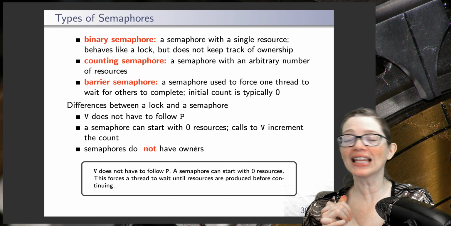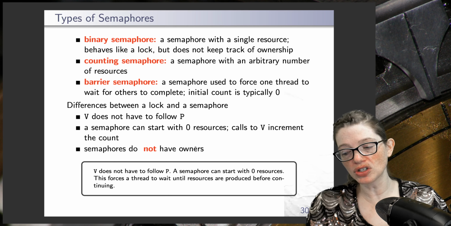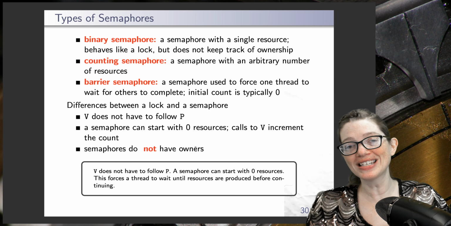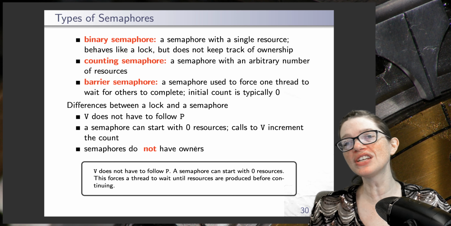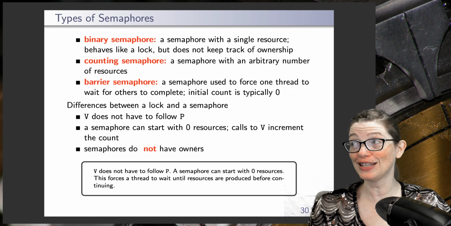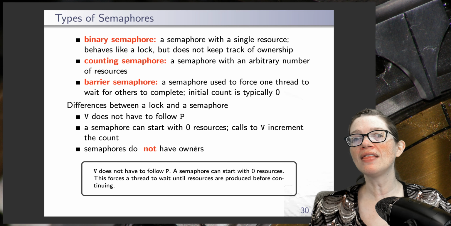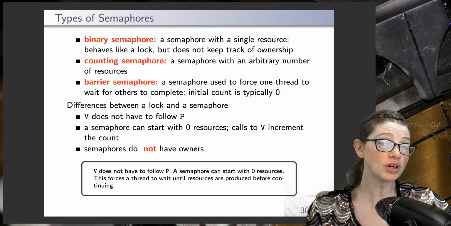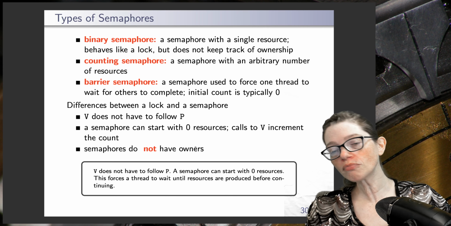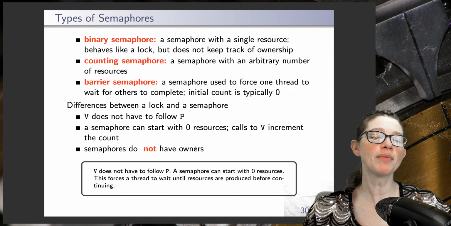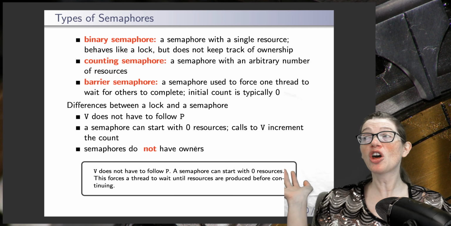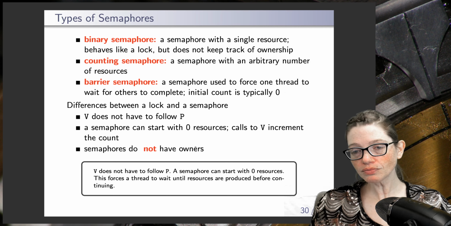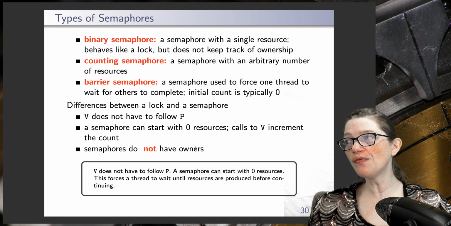And what you're going to see later in the course, when we talk about devices and device drivers, is that we actually use binary semaphores instead of locks, because the thread that acquired the resource is almost never the thread that's going to release the device. So the only way we can offer exclusion on the device is to use a synchronization primitive that doesn't keep track of ownership, and a binary semaphore is one. Then we have a counting semaphore. This is a semaphore that just has an arbitrary number of resources. It could start with 0, it could start with 100, it could go up, it could go down. One thing I want to say is semaphore counters don't go negative.